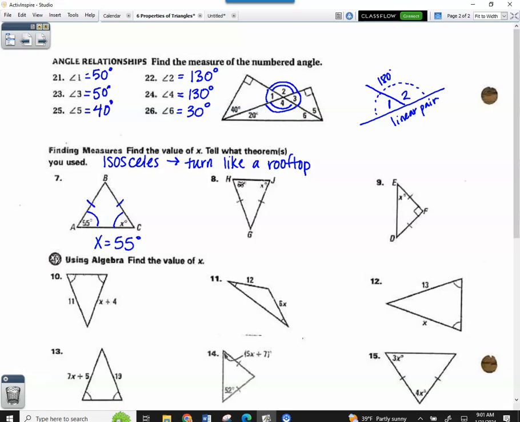All right, number 8. Kind of hard to read. Not sure if that's 66 or 68. Can you tell on yours? Is it 68 on yours? All right, we'll go with it. Is this turned like a rooftop? No, but it is perfectly upside down, right? So if you could think upside down, or you could take your paper, turn it upside down, find the top of the roof. This is the top. There's the congruent sides. So what do I need to mark?